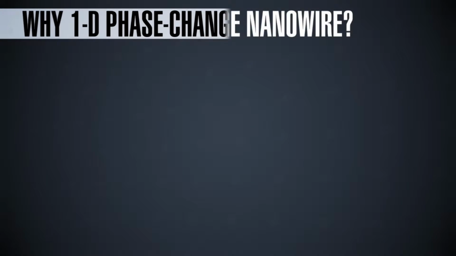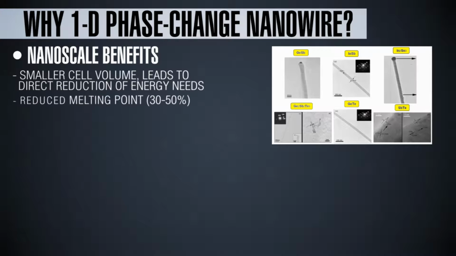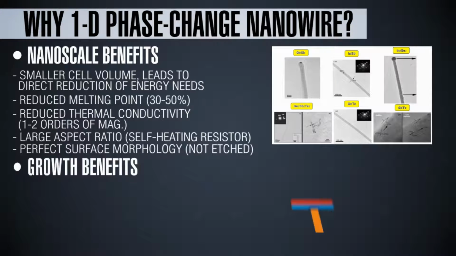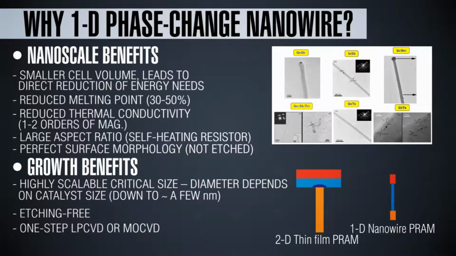So this is where the nanotechnology and the nanowires come to the rescue. The benefits of nanoscale are that the use of nanowires in phase change memory results in a smaller cell volume. If you look at the 2D thin film PRAM at the bottom of the slide, you have an electrode at the bottom, which is the yellow color, and then there is an electrode at the top, which is the red color, and the light blue color is the phase change material.